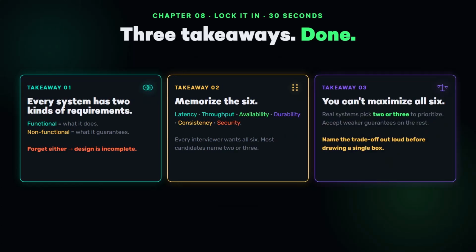Takeaway 3. You cannot maximize all 6 at once. A real system picks 2 or 3 to prioritize and accepts weaker guarantees on the rest. Your job as a designer is to name the trade-off out loud before drawing a single box.